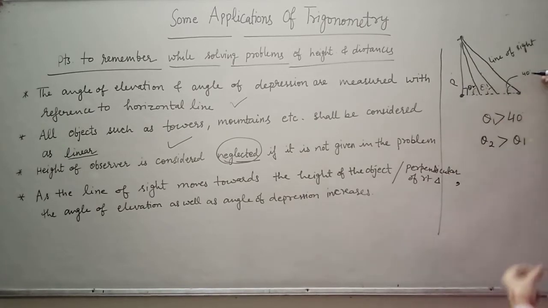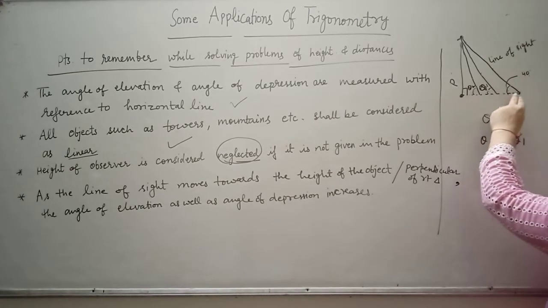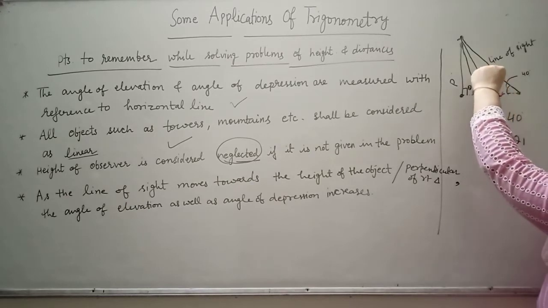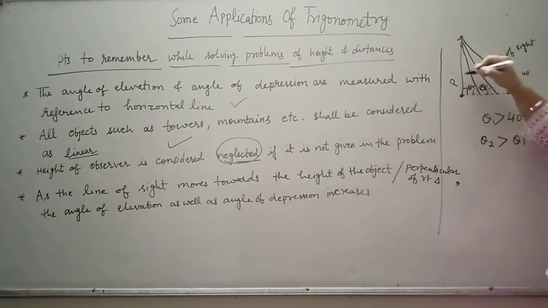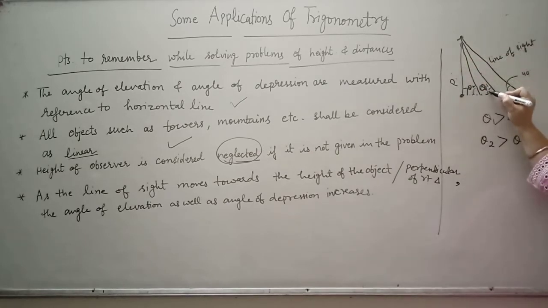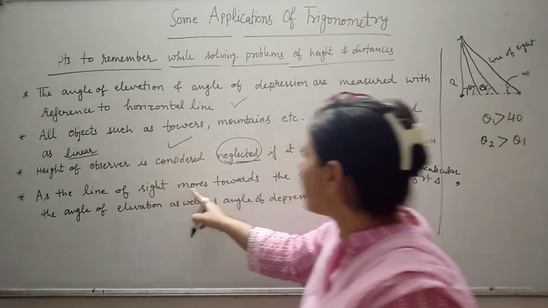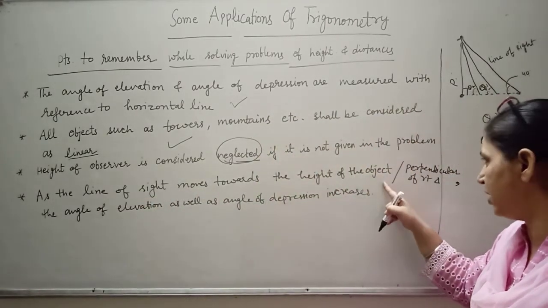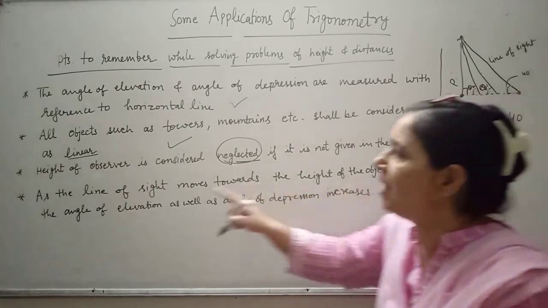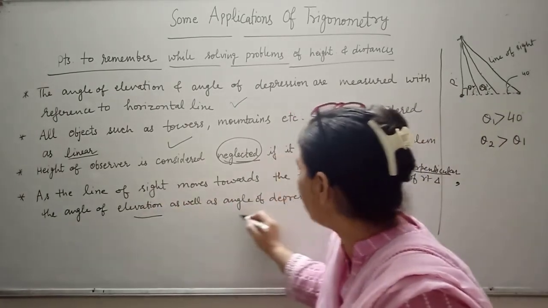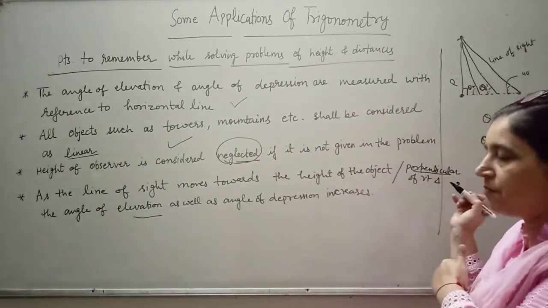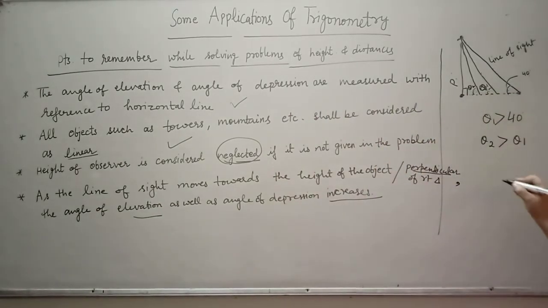Angle of elevation. First the angle of elevation was 40, then it became theta 1, then theta 2. So as this line of sight is becoming closer and closer to this perpendicular, this angle of elevation is also increasing. That is what I have written: as the line of sight moves towards the height of the object, means the perpendicular, the angle of elevation as well as depression increases.